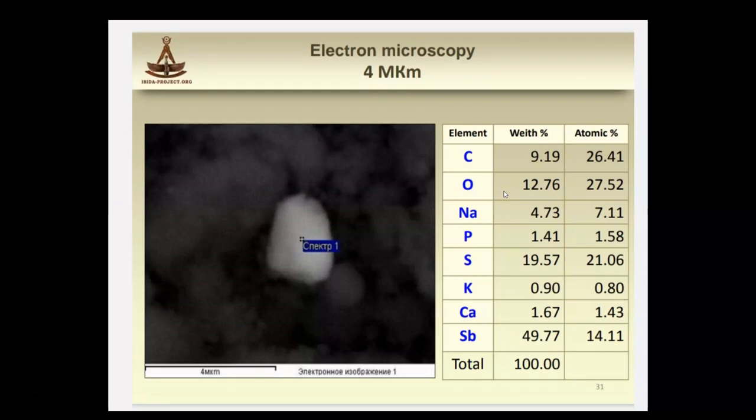All right, and one of my favorite surprises from this particular scanning electron microscopy scan is Sb, the element antimony. And at 50% concentration, this rules out it being naturally occurring in the limestone. So now we are adding antimony to our list of metallic compounds.